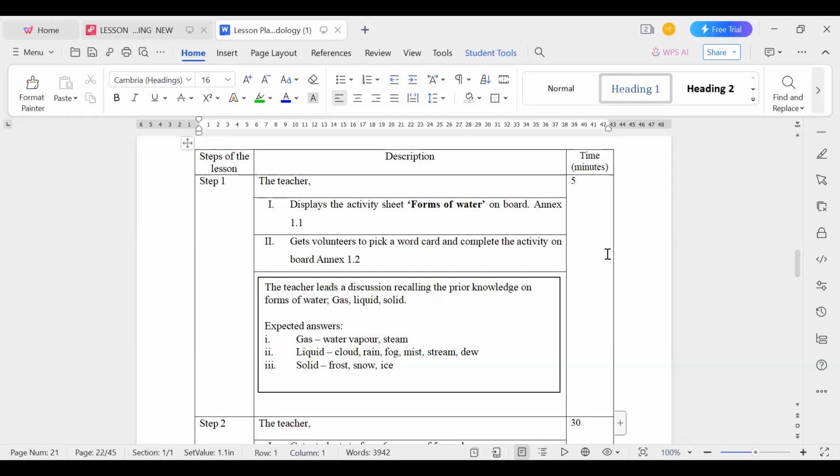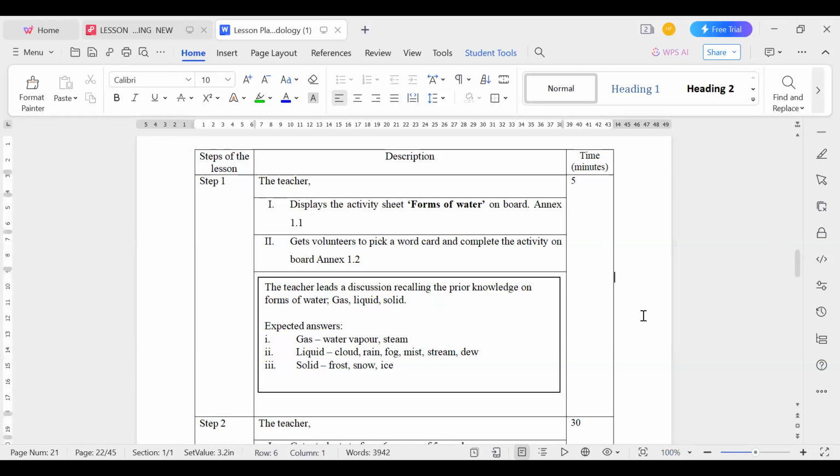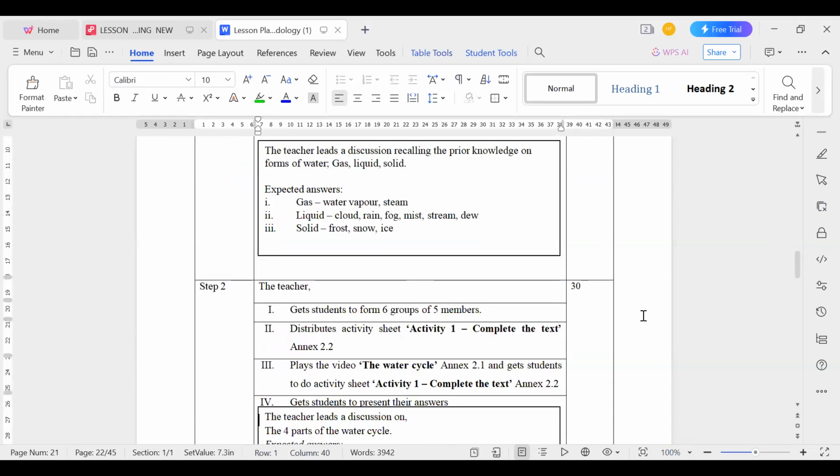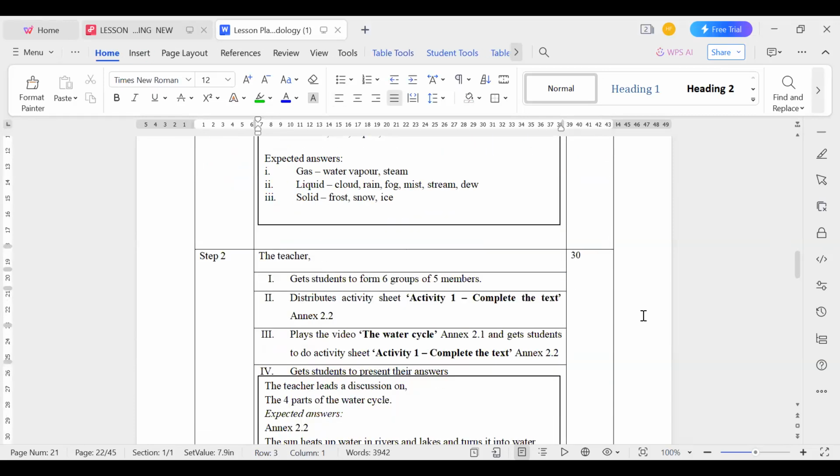Then we'll go to step 2 or stage 2. You can use any word, step 2 or stage 2 of the lesson. What should that be in the 5E model? Exploration. Very good. Exploration activity is the new knowledge, what they are supposed to learn today.